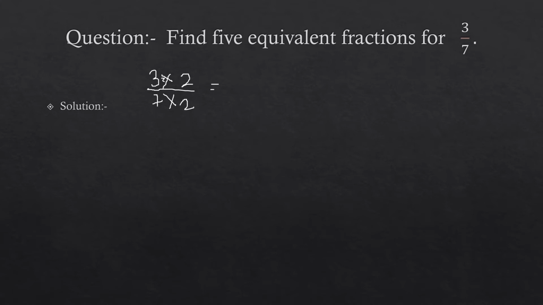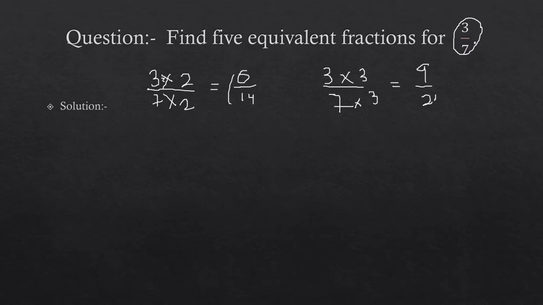3 into 2 gives us 6, 7 2s are 14. So we got one equivalent fraction. Next we will multiply by 3: 3 into 3 and 7 into 3. 3 into 3 gives us 9, 7 into 3 gives us 21. Every time we use this same fraction, and we just change the natural number. We change this part every time. So we got 2 equivalent fractions.